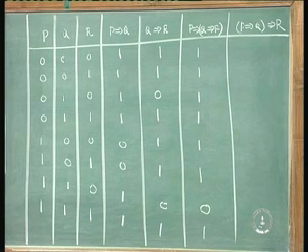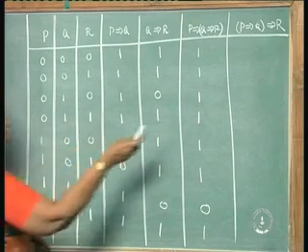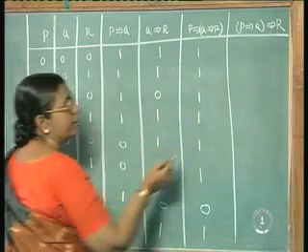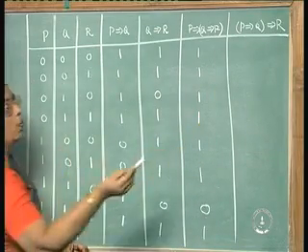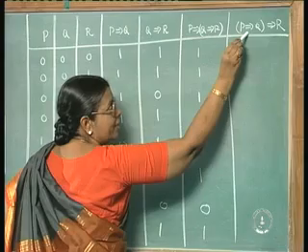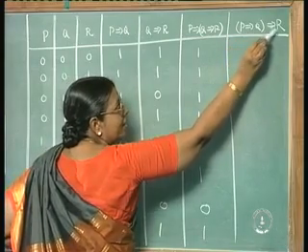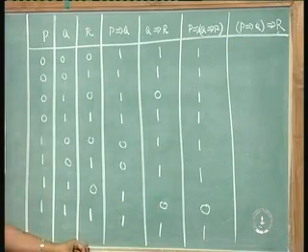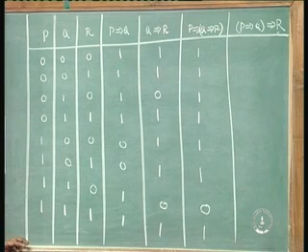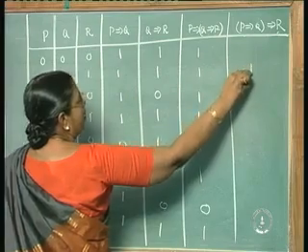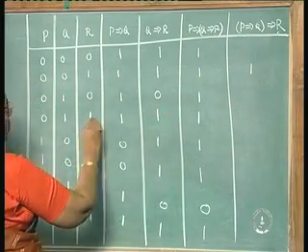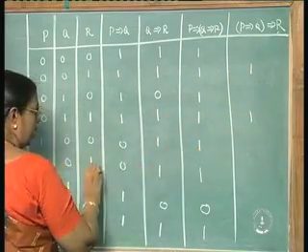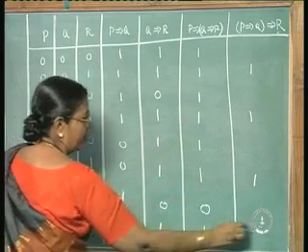Now, let us go to the last column. (P implies Q) implies R. That will be false if this is true and this is false. It will be true if this is false or this is true. So, whenever R is true, the compound expression will be true. So, looking at this, here it will be true, it will be true here, it will be true here, it will be true here.